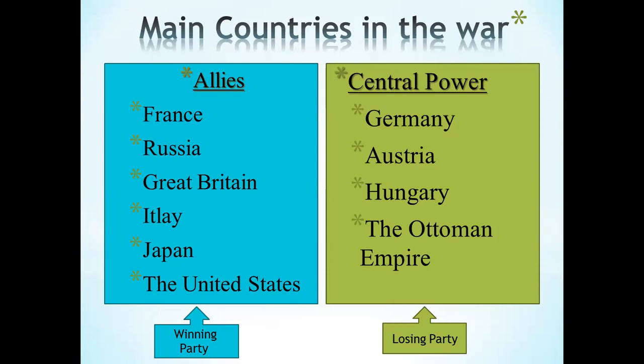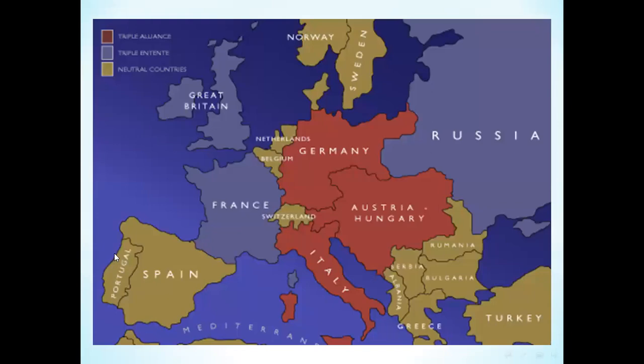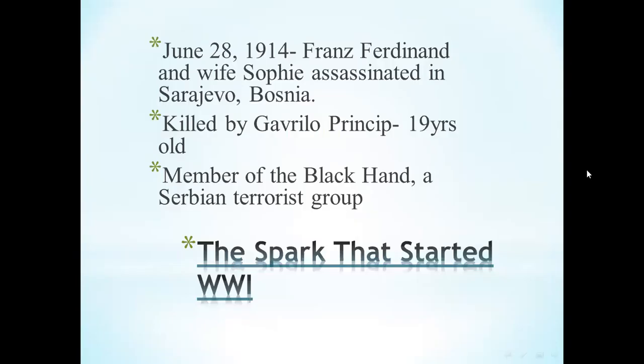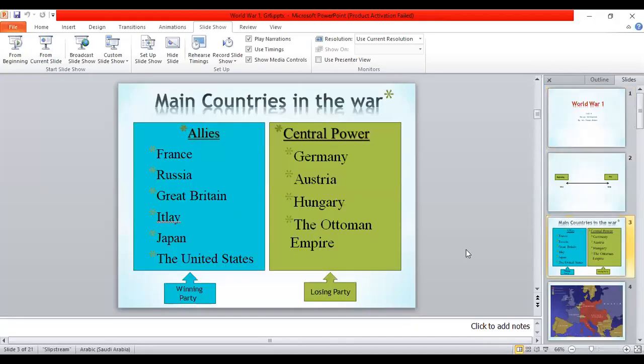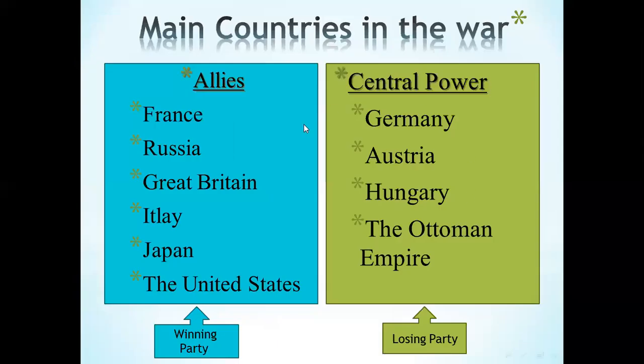All of these countries were under the Ottoman Empire. Now, the Ottoman Empire here participated in the war. But with which part did it participate? It participated with the attacking part, which is with Germany, Austria, and Hungary.